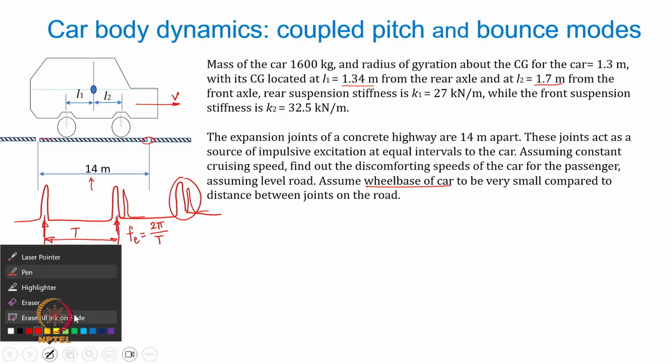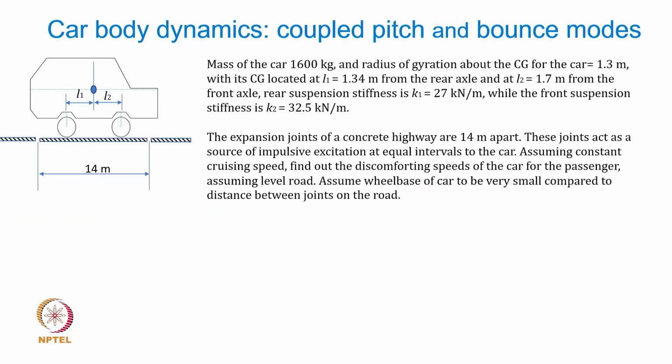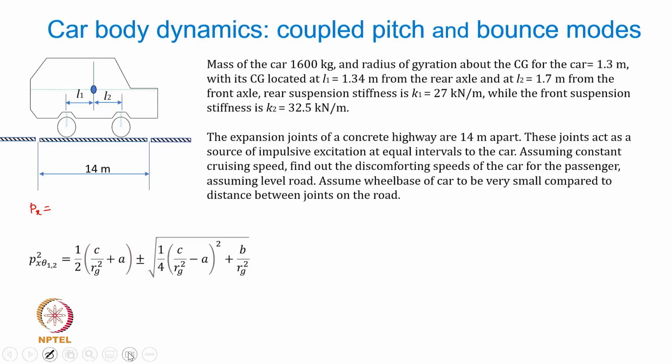Okay, what do you do now? The data is given. Now you already know the expressions for the natural frequency. If you recollect, px and p theta, these are the two frequencies, and in addition there are frequencies which are coupled, pitch and bounce. So this is bounce, this is pitch, representing these two degrees of freedom.